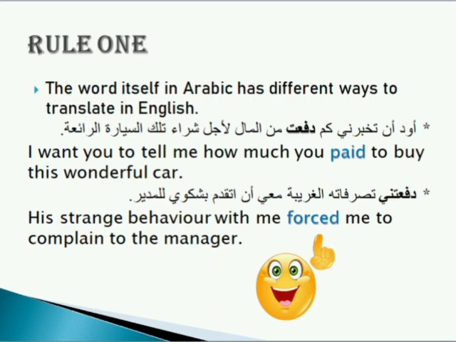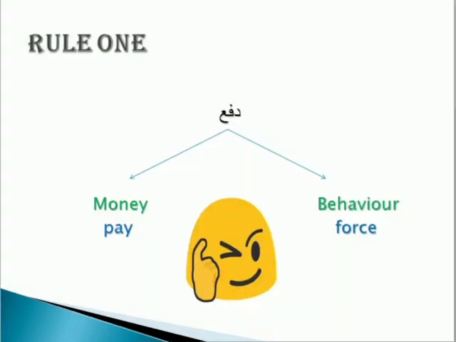The second one is دفعتني تصرفاته الغريبة معي أن أتقدم بشكوى للمدير. I can say his strange behavior with me paid me here. You can't say pay again here, because دفعتني here means forced. Forced, not paid me. I'm not money. I'm a person. So it forced me. It made me complain to the manager. أتقدم بشكوى إلى المدير. So the word دفع with money, it's pay; with behavior, it's force.